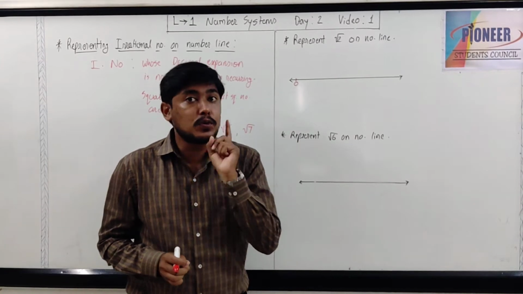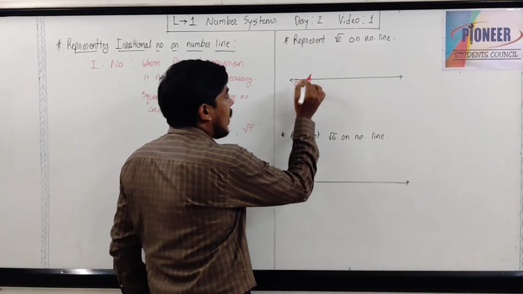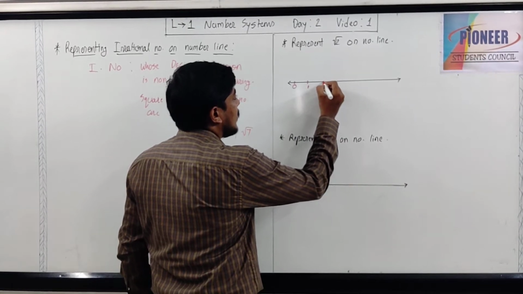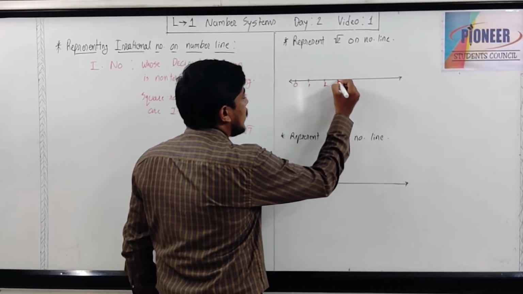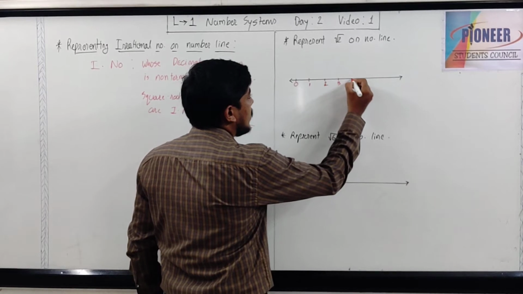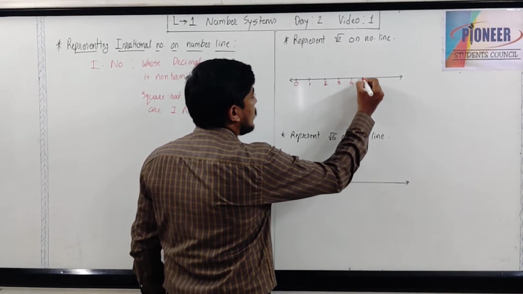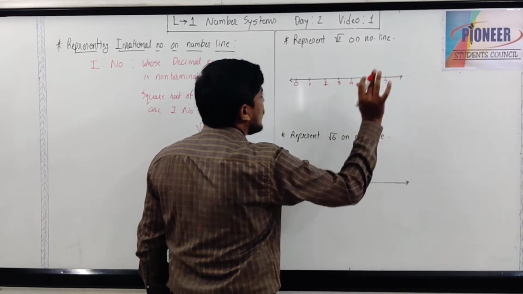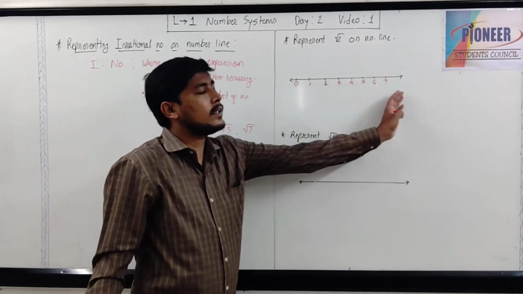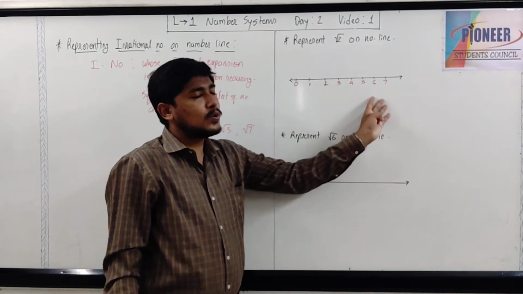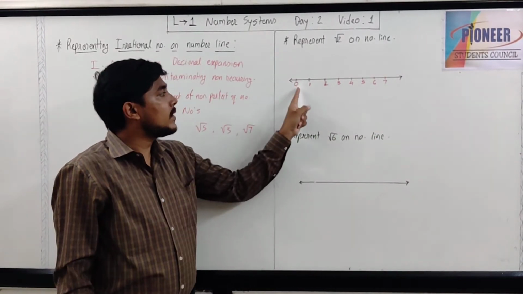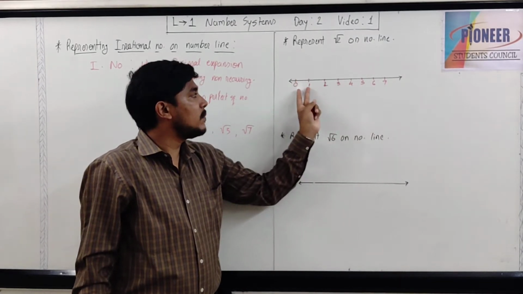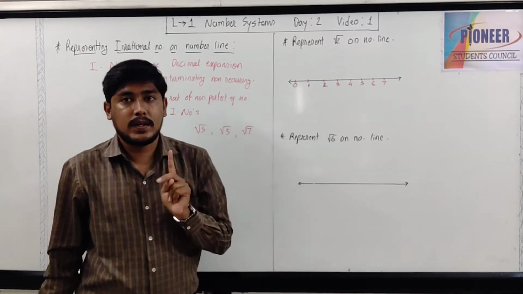Difference of 2 centimeters. So from 0, after 2 centimeters, I will consider the point number 1. Then after, I will consider the point number 2. Then after, I will consider point number 3. Then after, 4, 5, 6, 7 and so on. It is not necessary to represent all those numbers. We can represent 2 to 3 numbers also. Now we have 0, 1, 2, 3, 4, 5, 6, 7. The difference between two consecutive points is 2 centimeters.